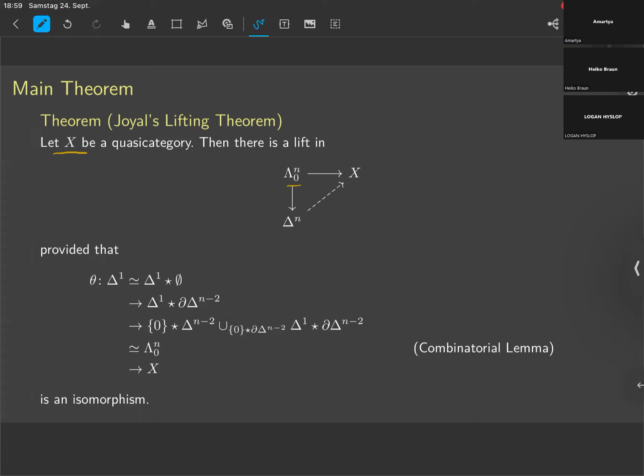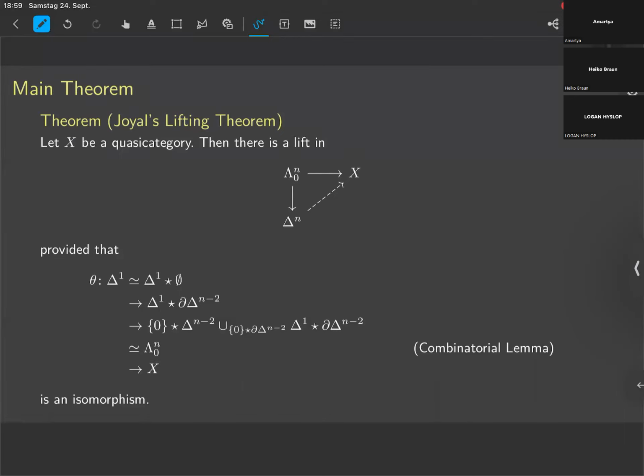And the answer: it is possible if the edge defined by taking first delta 1, delta one join the empty set, and then this goes via the functoriality of the empty set to delta one join the boundary of delta n minus 2, and then further it is included into this latter part, the right hand side, and by the combinatorial lemma we proved this was equivalent to the horn.